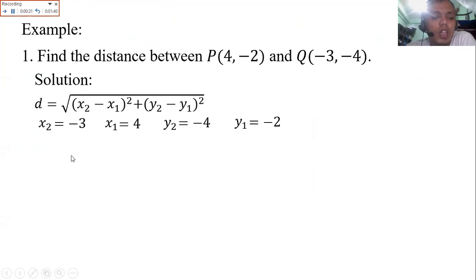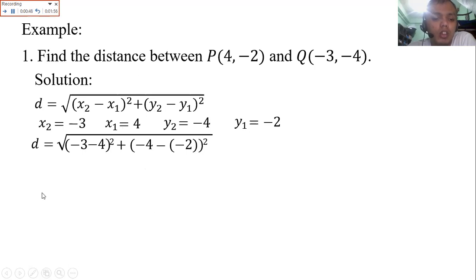Then let's substitute. Your d here is equal to the square root of your x sub 2, negative 3, minus your x sub 1, 4, squared, plus your y sub 2, negative 4, minus y sub 1, negative 2, squared. Then let's simplify. Negative 3 minus 4 is negative 7 squared, plus negative 4 plus 2 squared. It becomes plus because negative times negative is positive.